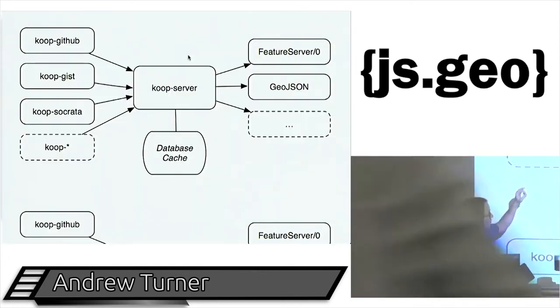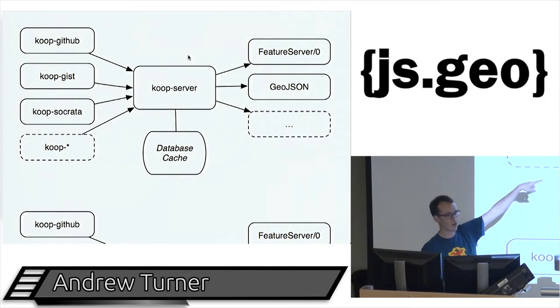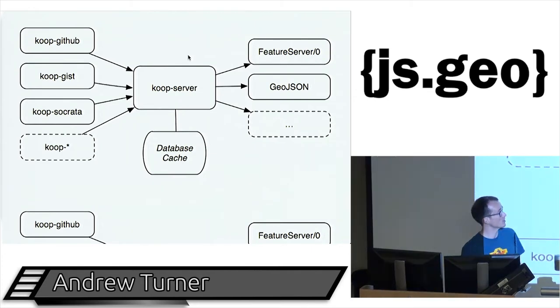So the way it works is in the Koop server in the middle here, it's all Node JavaScript. You write different providers that tap into your REST APIs. It then ejects those out as feature servers, GeoJSON, and I'll show you some other examples of things it's dumping out to as well. And it can optionally have a cache internally.